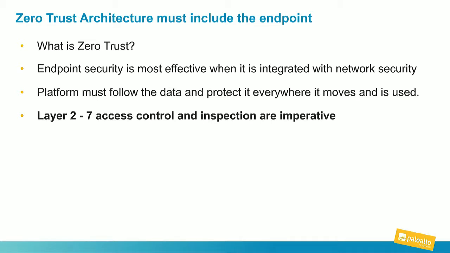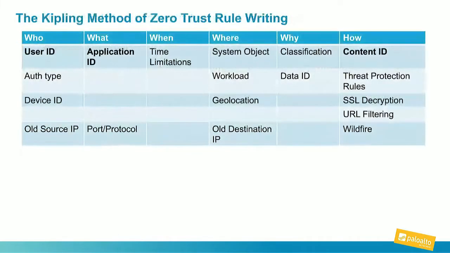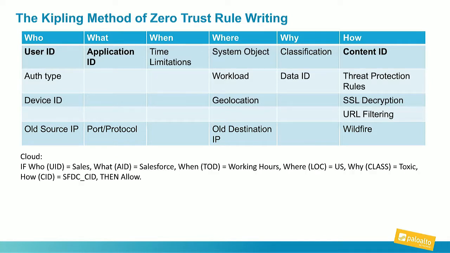And then when we look at the type of access control and inspection, that has to happen from layer 2 through layer 7. So there's a thing that we've created called the Kipling method of zero trust rule writing, where we take the idea of who, what, when, where, why, and how, and that was created by Rudyard Kipling, so it's a little homage to him. Our User-ID becomes a who statement, our App-ID becomes a what statement, and our Content-ID becomes a how statement. So by writing rules based upon this, we can go to the cloud or as a cloud service.